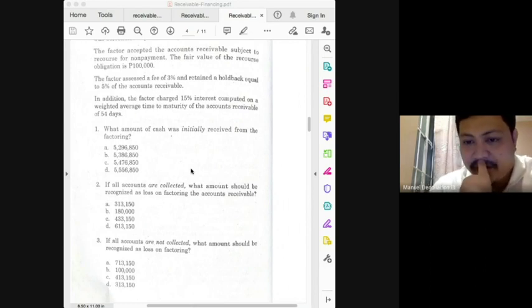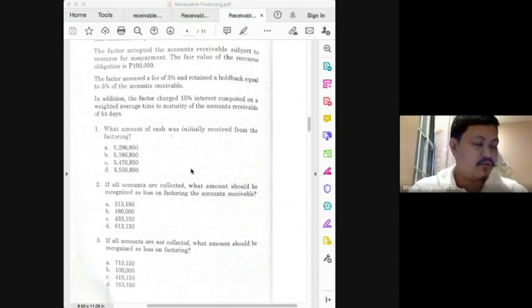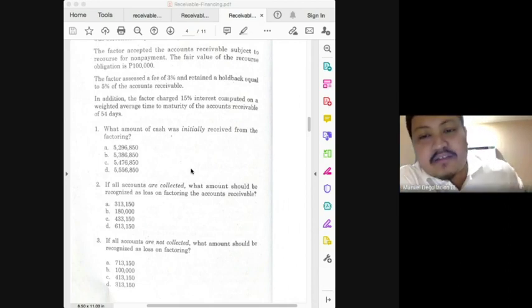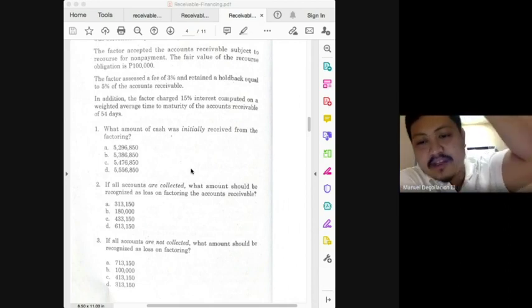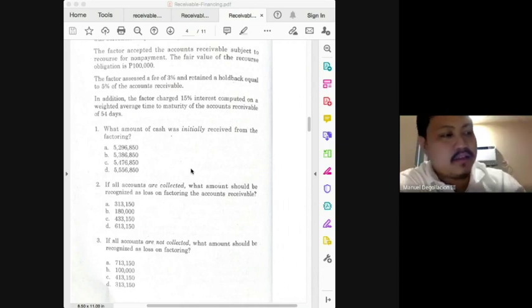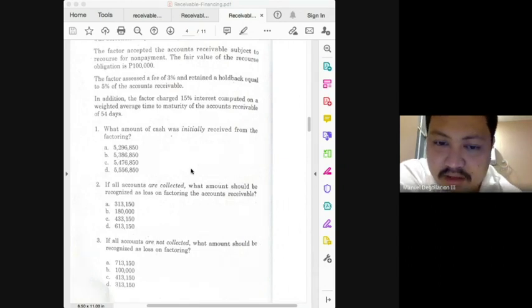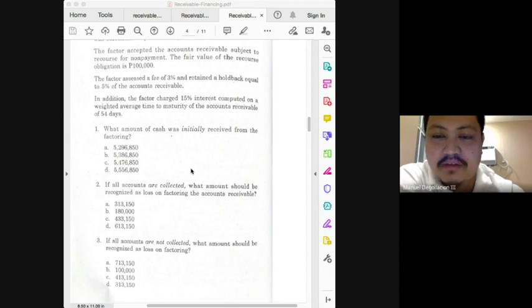In number 3 here, if all accounts are not collected, what amount should be recognized as our loss? The answer there would be your 413,150. That includes the recourse liability. Why is the recourse liability included this time? Because that's the initial amount of loss on factoring, and the loss on the recourse liability is not reversed because the accounts were not all collected.